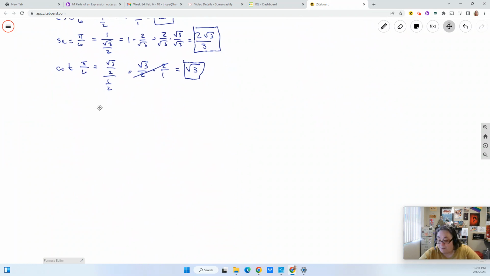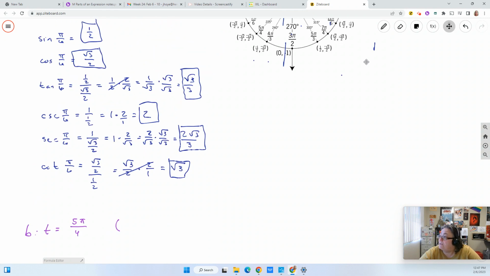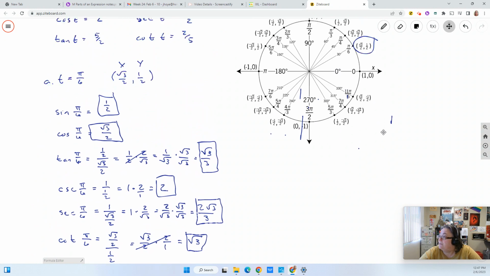But part B, so if I'm going to do another problem with this, I want to do B, t equals 5 pi over 4. So I have to figure out, well, what is the xy value at 5 pi over 4? And so I'm going to scroll back up to my unit circle, and I'm going to go, well, where the heck is 5 pi over 4? All right, well, it's right here.